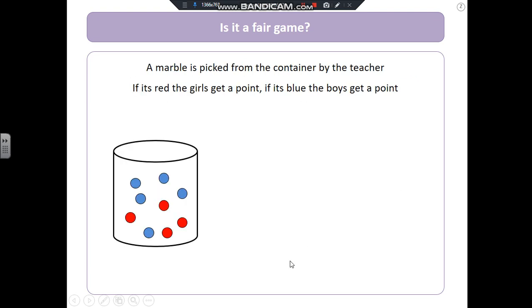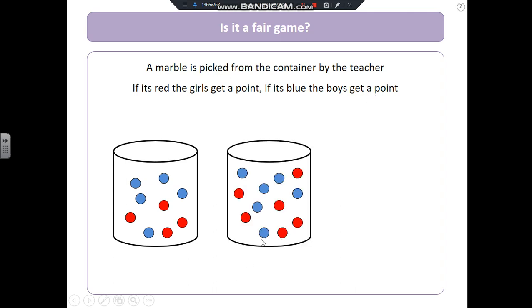Okay, let's have a look at this one. We've got a marble picked from a container by the teacher. If it's red, the girls get a point. If it's blue, the boys get a point. So again, is this going to be fair? In other words, we're looking again for equal numbers of red and blue, and we can see there are 4 red, but there are 5 blue. So the boys here are at an advantage.